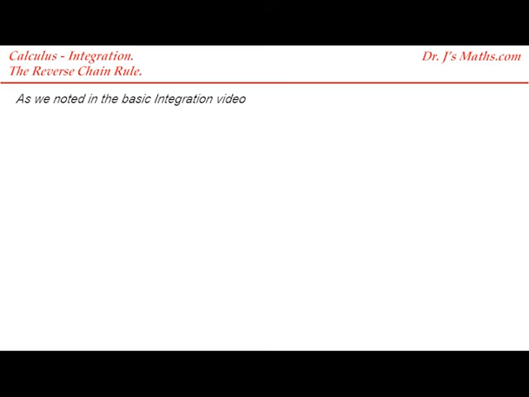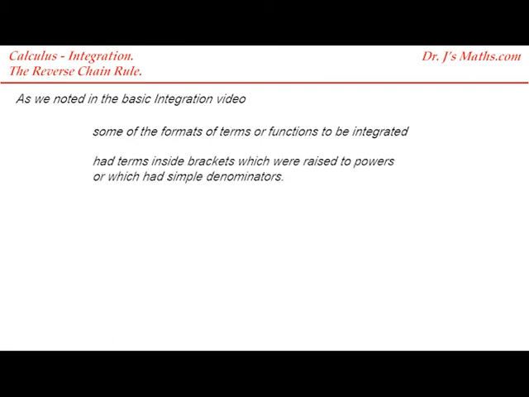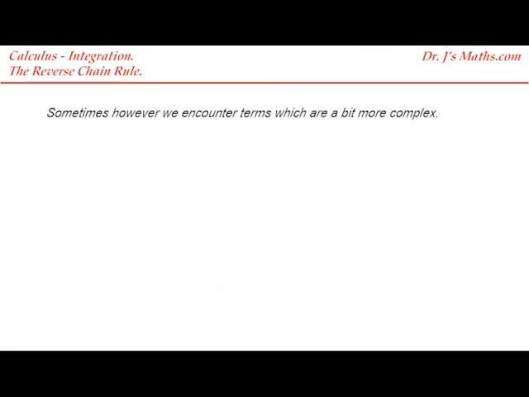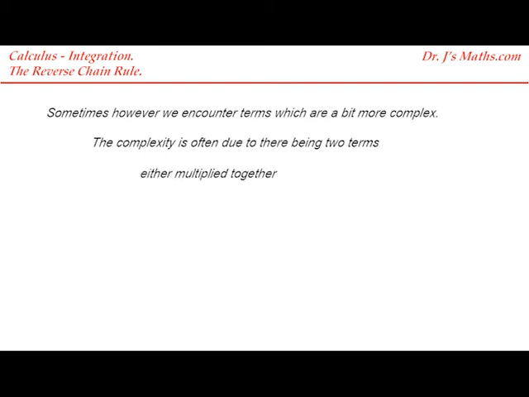As we noted in the basic integration video, some of the formats of terms or functions to be integrated had terms inside brackets which were raised to powers or which had simple denominators. These terms sometimes had to be simplified by expanding or by dividing. Single terms gave us no problems. Sometimes, however, we encounter terms which are a bit more complex. The complexity is often due to there being two terms, either multiplied together, or one function is divided by another, or sometimes one term is pushed up as an index.